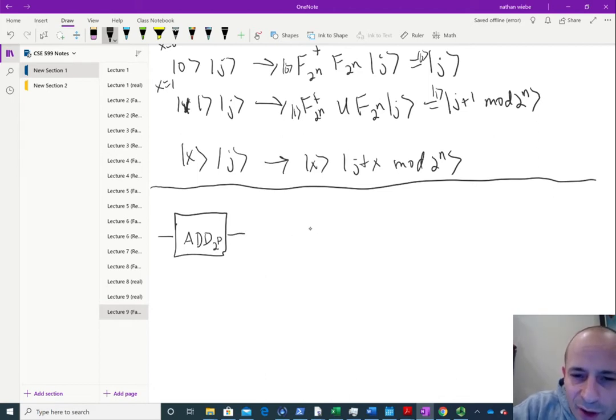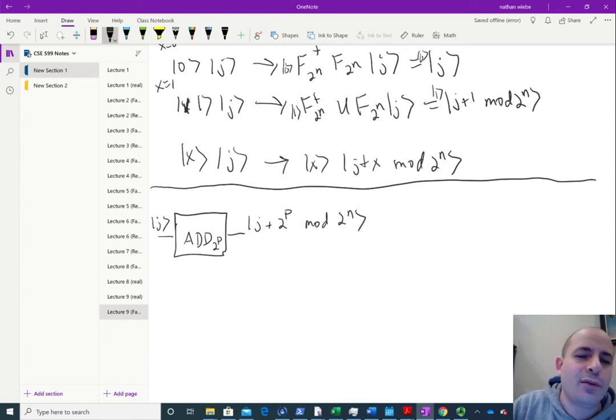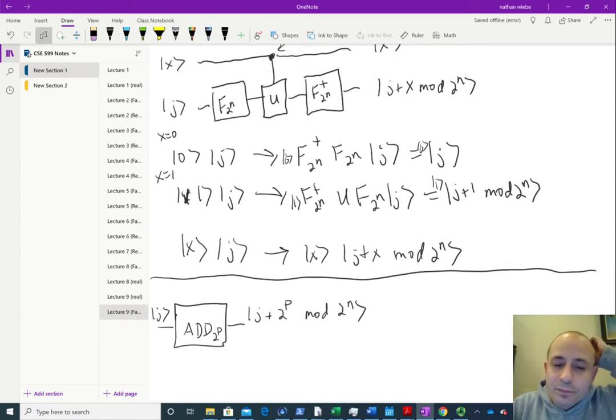And the idea basically is that what this ends up doing is if we've got a state j coming in here, we're going to get j plus 2 to the p mod 2 to the n coming out the other side of this adder. Great. So let's figure out how we did this.